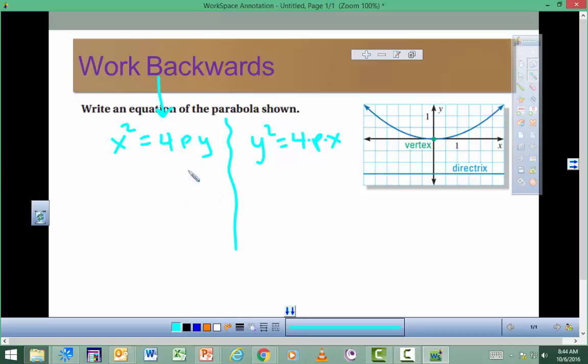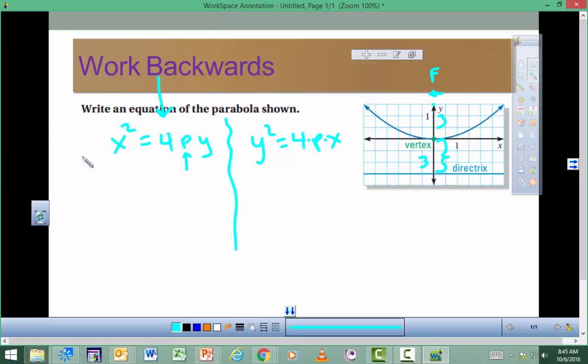Well, the only thing we need to do to get the equation is figure out what p is. P is the focal length. What's interesting is that they didn't draw the focus on here. I have a feeling the focus point would be right there. Someone tell me, why do I think it's right there? Because the directrix is opposite, and that's 3 units, right? And so that's a positive 3 units. It would be right there.